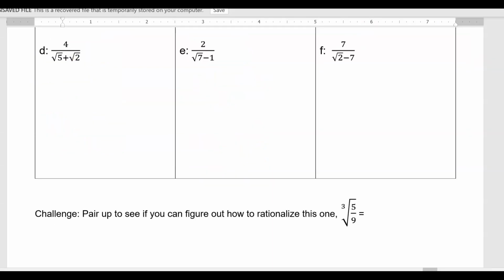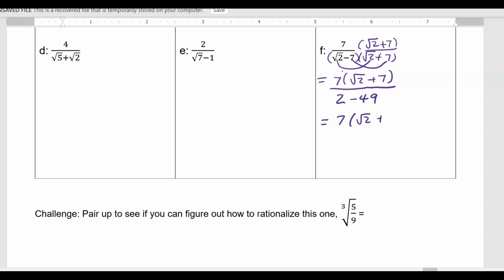For F, we have the square root of 2 minus 7. So the conjugate is the square root of 2 plus 7. So we're going to multiply top and bottom by the square root of 2 plus 7. So in the numerator, we're going to keep it as 7 times the square root of 2 plus 7. No need to multiply that out just yet. In the denominator, square root of 2 times the square root of 2 is 2. And negative 7 times positive 7 is negative 49. So we have 7 times the square root of 2 plus 7 over negative 47.